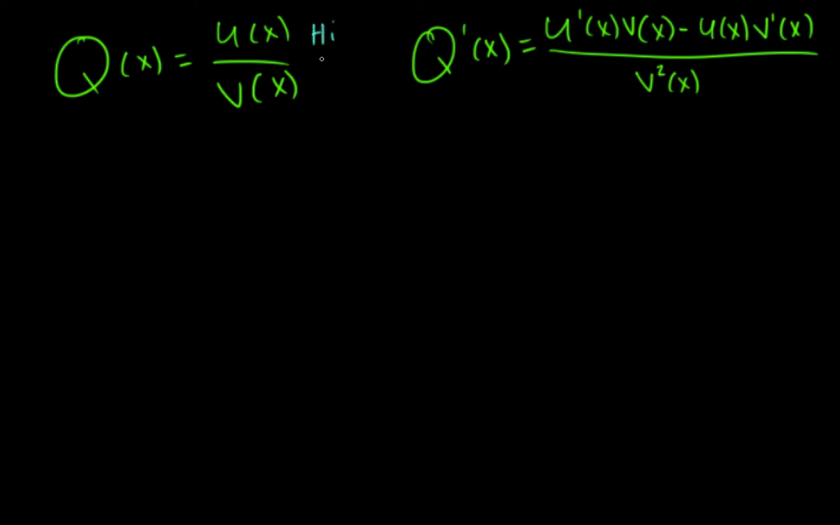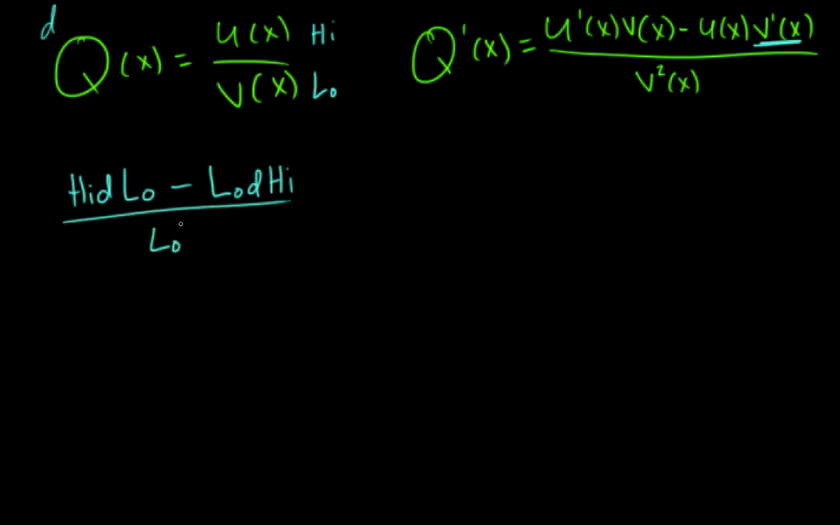So if we just call this high and we call this low, and we think of the letter D as meaning derivative, we can say high D low, so high D low, low D high, over low squared. So high D low, low D high. Some people like that as a mnemonic to remember the order, to put those in.